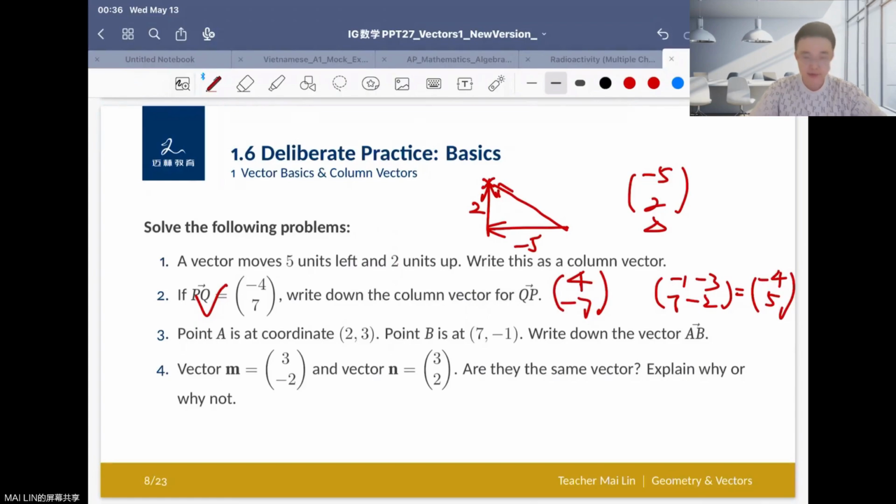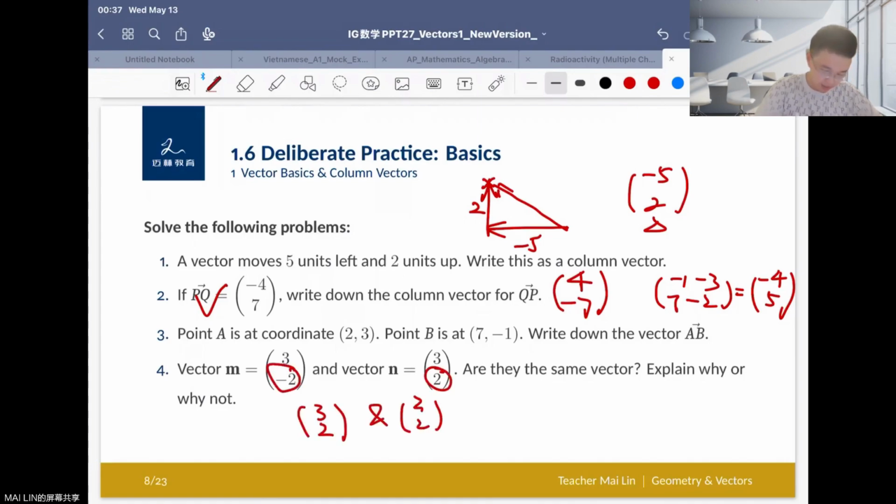For the fourth problem, vector M equals (3, -2) and vector N equals (3, 2). The question is, are they the same vector? We said vectors have the same direction and the same magnitude. Here they may have the same magnitude, but they have quite different representations, so they are different vectors. Because (3, -2) does not equal (3, 2), since one has -2 and the other has 2. Only (3, 2) and (3, 2) can be considered the same vector.